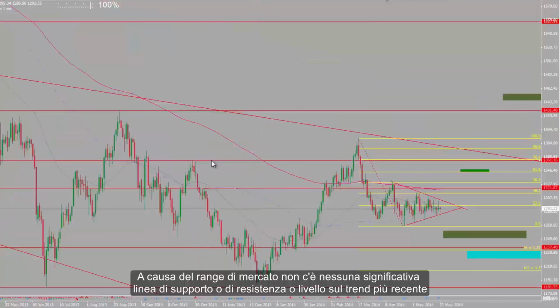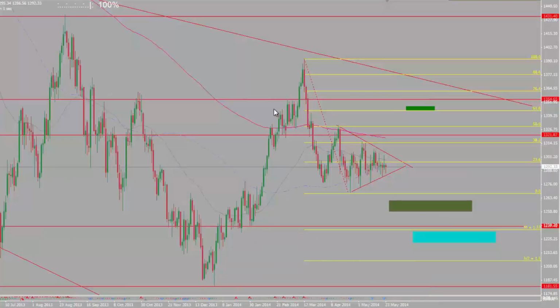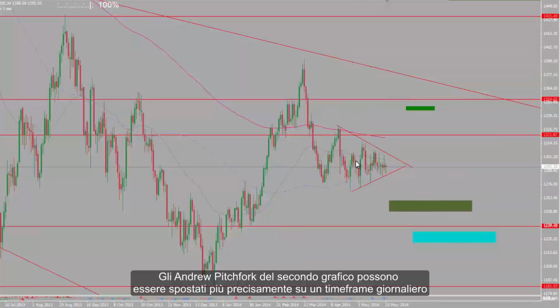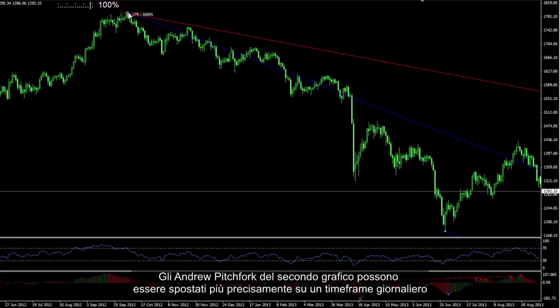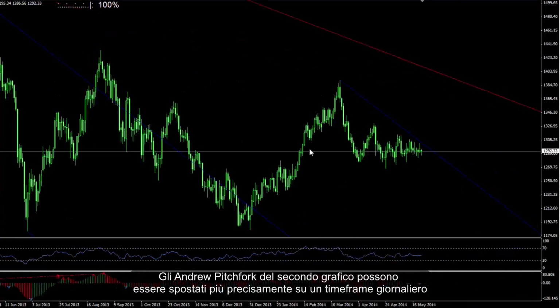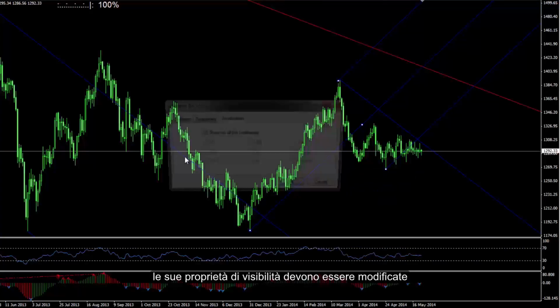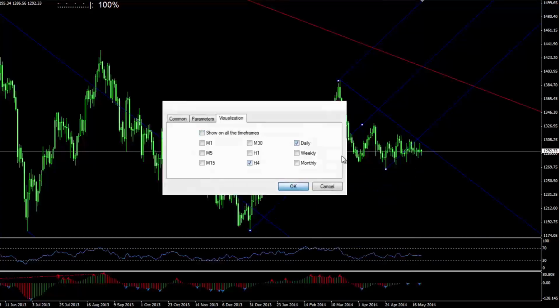Due to a range market, there is no significant support or resistance lines or level on the most recent trend. There would not be any remarkable candlestick on a range market, like the last trend on this chart. Andrew's pitchfork on the second chart can be relocated more precisely on a daily time frame. There is a bullish Andrew's pitchfork on the latest trend. Its visibility properties should be modified.